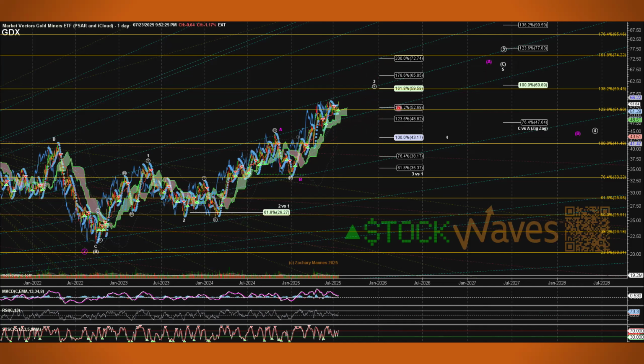We hit the 1382 extension for that wave 3 that we were looking for off of the lows back there from October, and could continue to extend towards the 1618 fib in that same wave count.